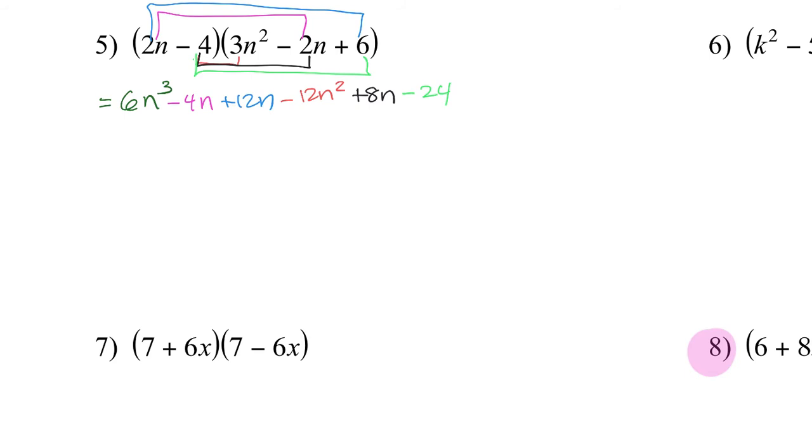And now I'm just going to combine like terms, so 6n cubed. And remember that I want this in standard form, and I do have a small mistake, right? That 2n times negative 2n should be negative 4n squared. So I want this in standard form, so next, I'm going to take the negative 4n squared and negative 12, so negative 16n squared. And then I'm going to take the 12n plus 8n, so plus 20n, and then minus 24 because I don't have anything to combine it with.